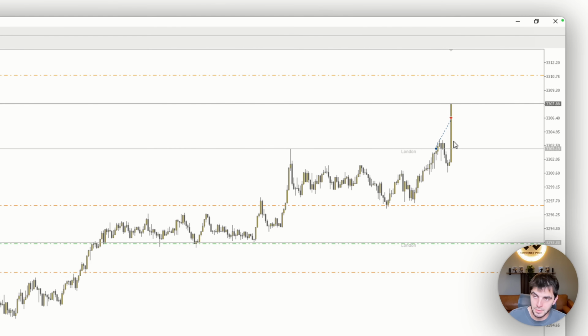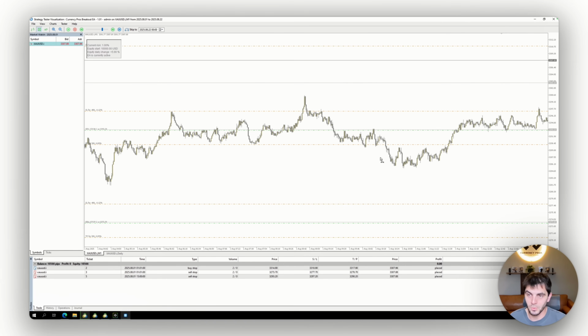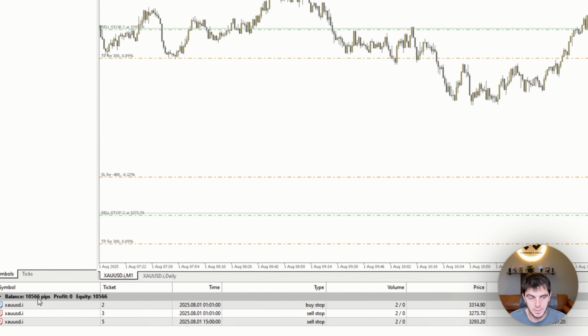The stop loss was moved slightly into profit, basically break even, and it trails by 10 pips. So as price goes another 10 pips in profit, the stop loss trails 10 pips behind it. So what we saw there was a pretty significant win. We got $566 profit on this $10,000 account.